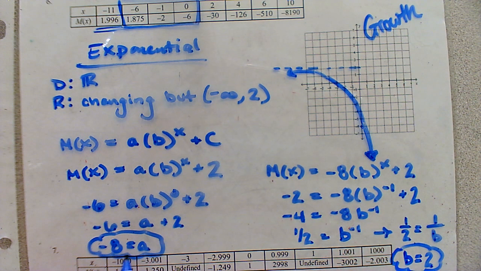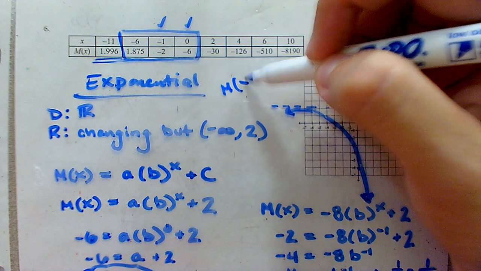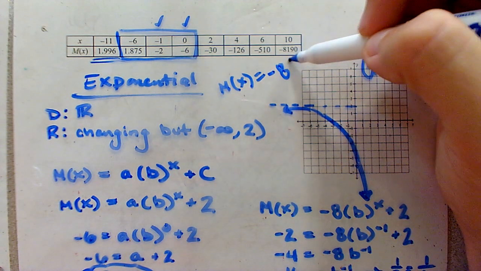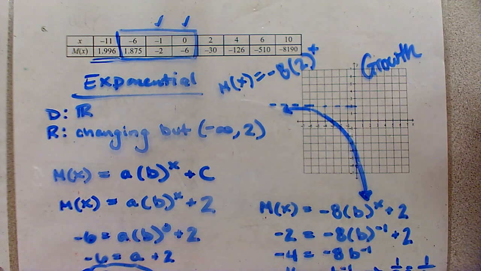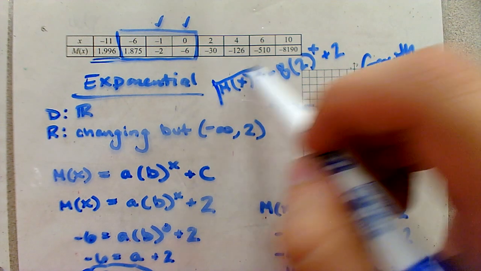So now that we know what a and b are, we can go ahead and write our formal equation for m of x. Kind of running out of room, but I'll go ahead and write it up here. Our a value was -8, our base value was 2 raised to the power of x, and our horizontal asymptote was located at +2.